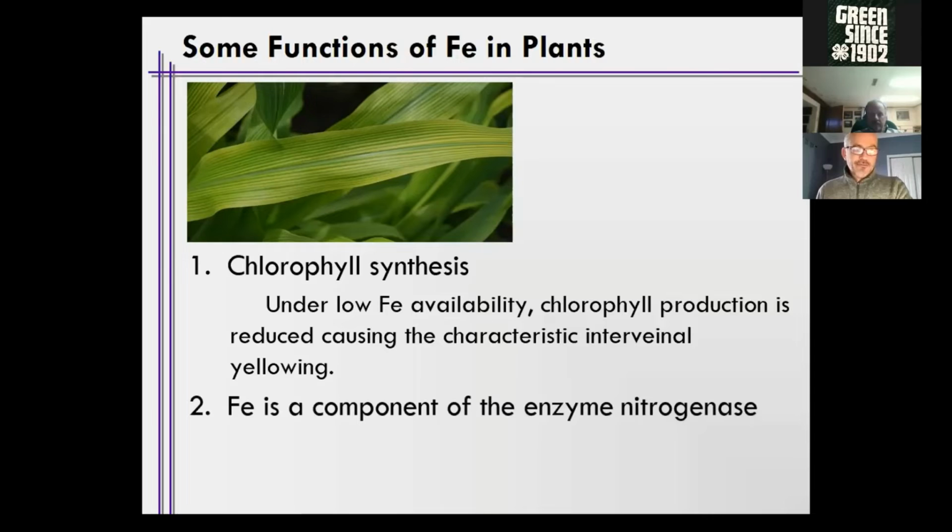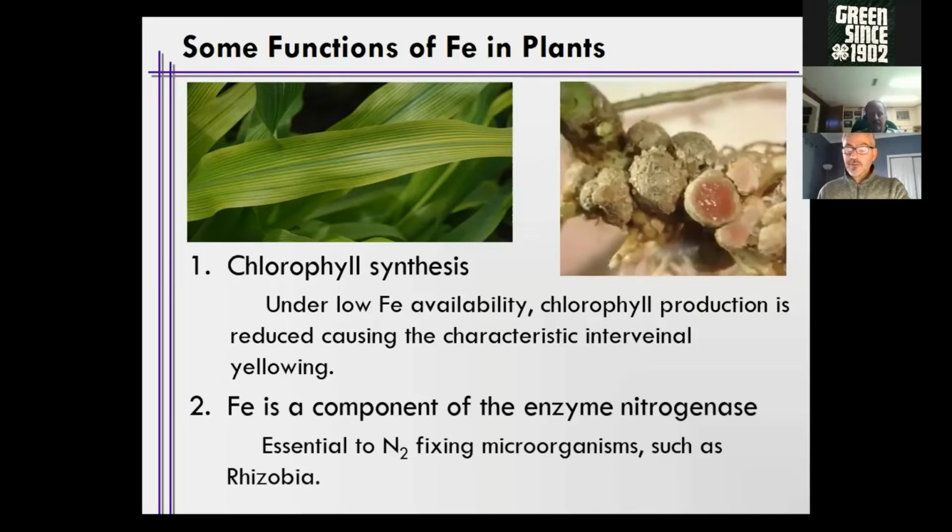Another really interesting fact is that iron is a component of an enzyme called nitrogenase. And why is that important? Well, some of you on this call probably grow legumes in your cropping systems. And so iron is essential to those nitrogen-converting bacteria called rhizobia in the root nodules that you see in this top right-hand picture. The root nodules on alfalfa or clover or vetches or whatever leguminous crop you're growing.